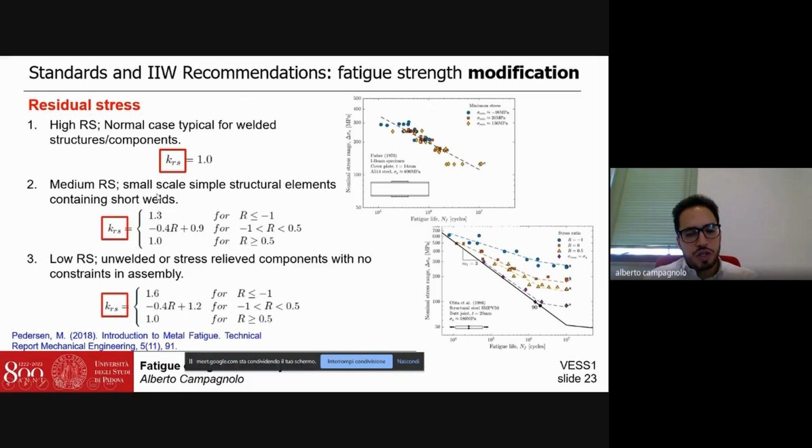However, when considering small scale welded joints, we have to account for the fact that this residual stress state is reduced. Therefore, if we analyze the experimental results, we can see that small-scale welded joints are affected by different nominal load ratios, and therefore the fatigue strength is different, especially when adopting a negative load ratio, which includes compressive stresses. The fatigue strength increases, and therefore when the load ratio is negative, we can have a K residual stresses factor which is higher than 1.